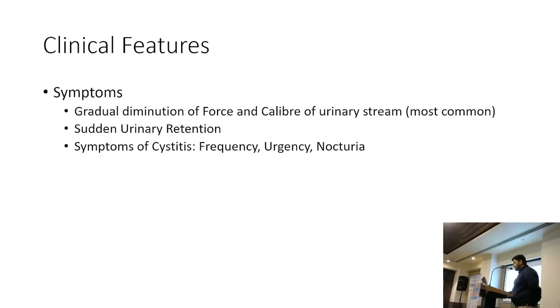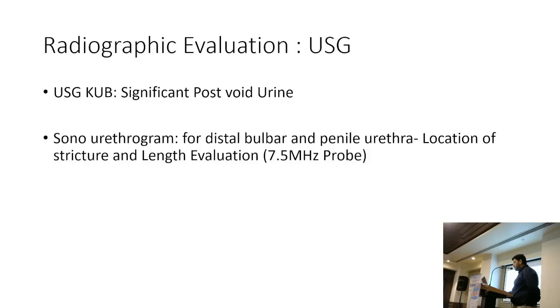On clinical features, for the symptoms, the patients will present with gradual diminution of force and caliber of the urinary stream. It is the most common presentation of the patients. Sometimes there will be sudden urinary retention. And then there can be symptoms of cystitis, frequency, urgency, and nocturia. And mostly they will come with obstructive LUTS.